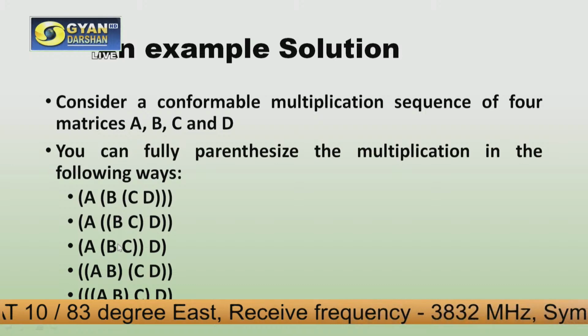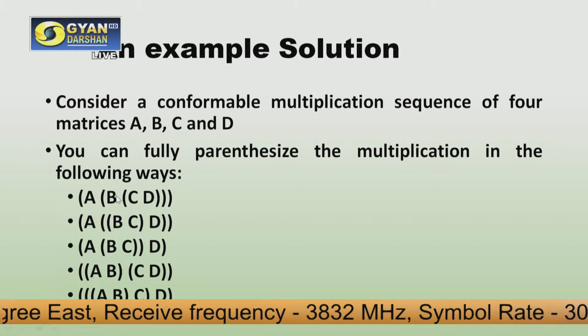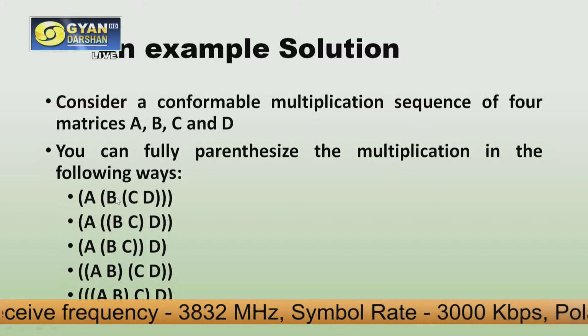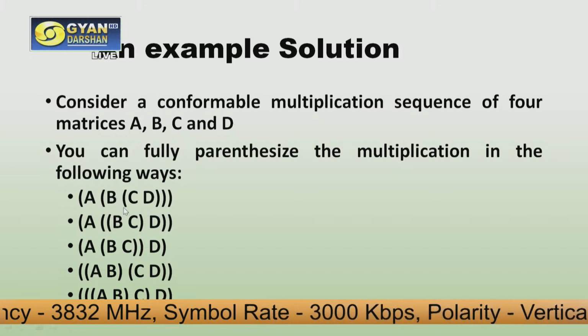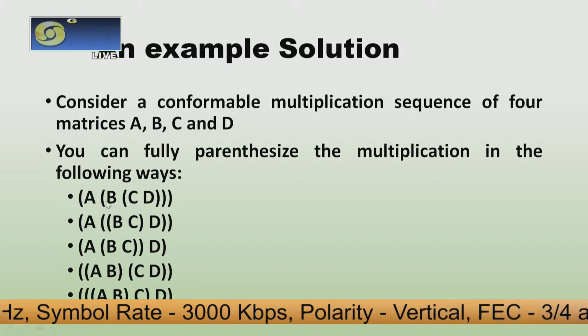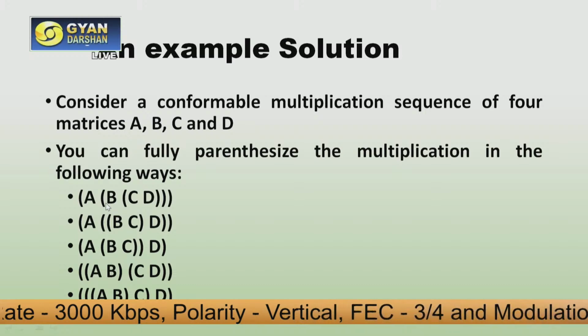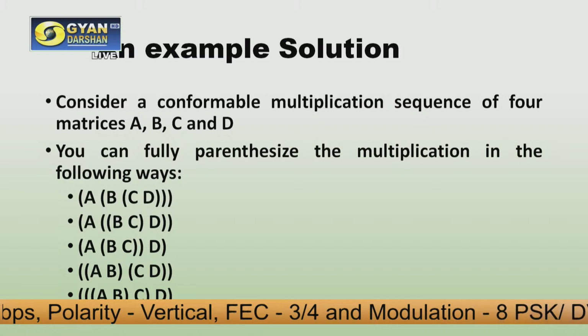So you can see, as we move from 3 matrices, where only 2 combinations were there, to 4 matrices, the number of combinations has moved to 6. As we move towards 5, the number of combinations will further explode. So the number of possible parenthesizations may be very, very high. How do we address this problem?